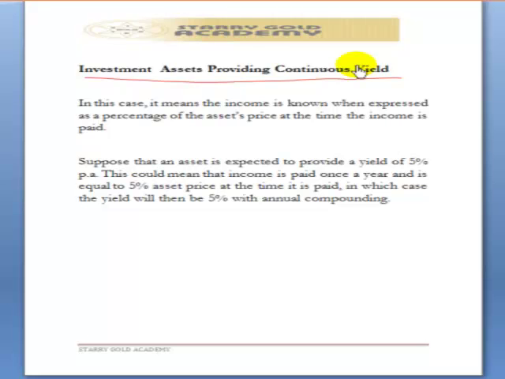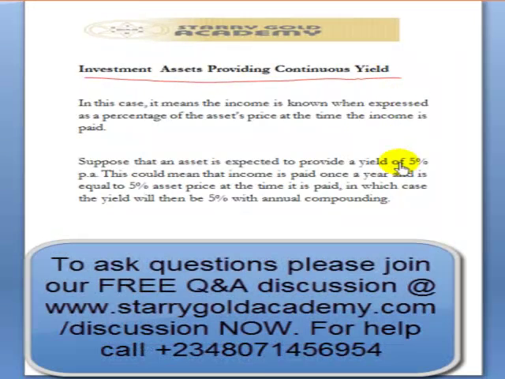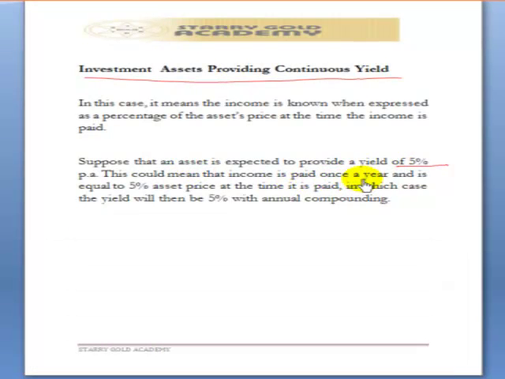And let's look at this example. Suppose that an asset is expected to provide a yield of 5%. That's the percentage yield from the asset per annum. So this could mean that income is paid once a year and is equal to 5% of the asset price at the time it is paid. In which case the yield will be 5% with annual compounding.